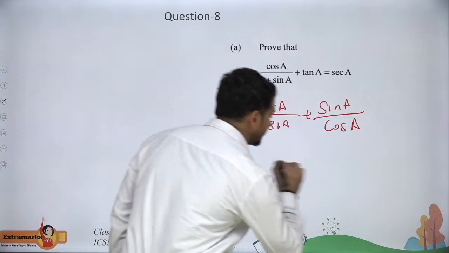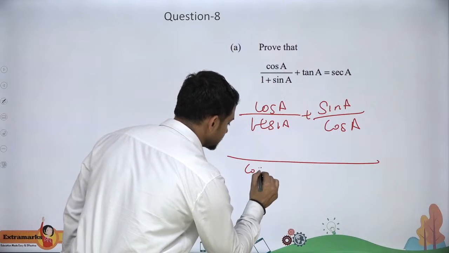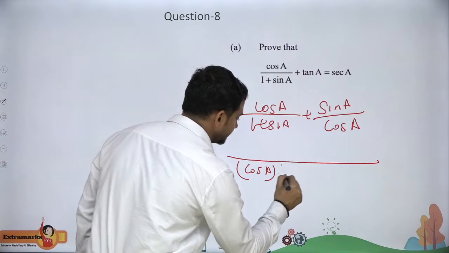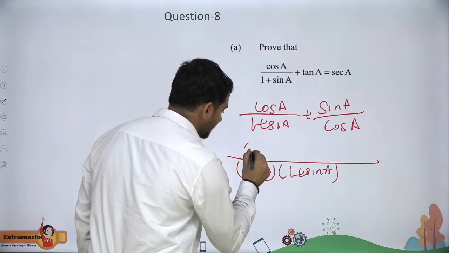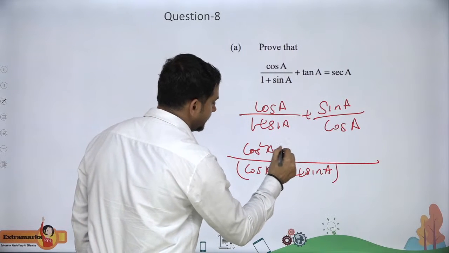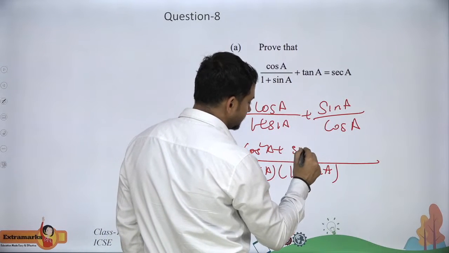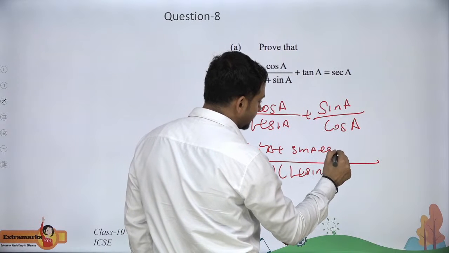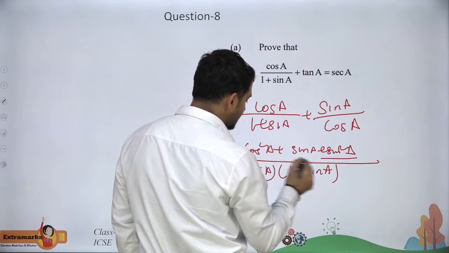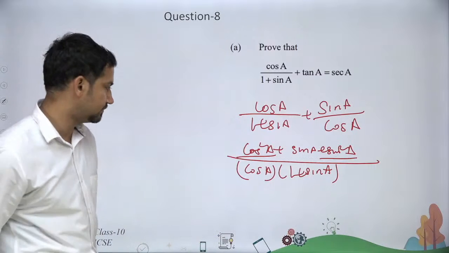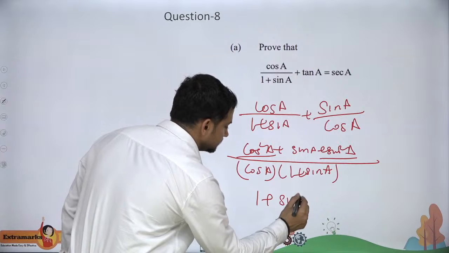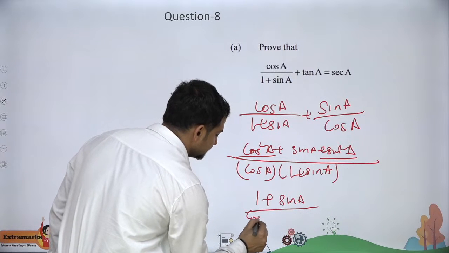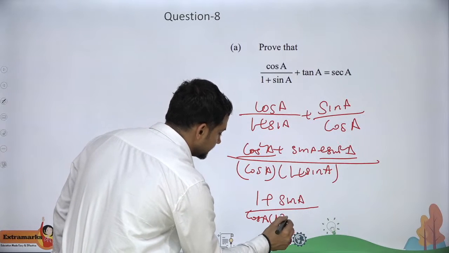Then after that we take the LCM, cos A times 1 plus sin A. Then cos square A plus sin A plus sin square A comes after taking the LCM. And sin square A plus cos square A equals 1. So we get 1 plus sin A upon cos A, then again 1 plus sin A.